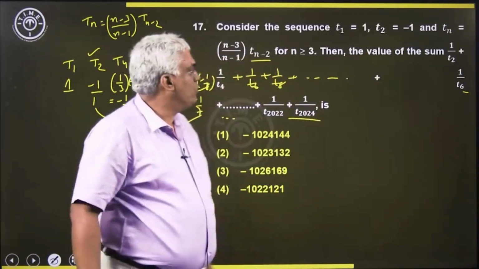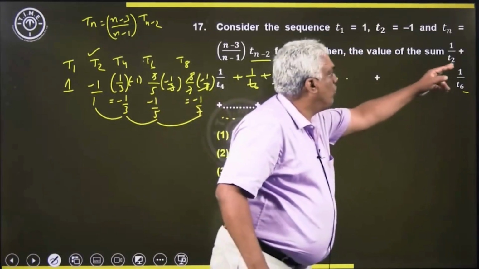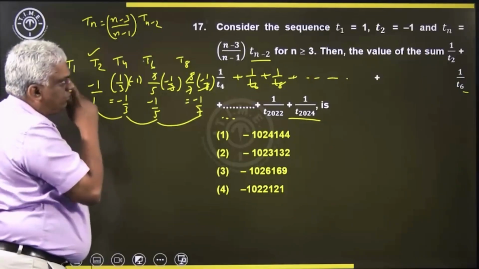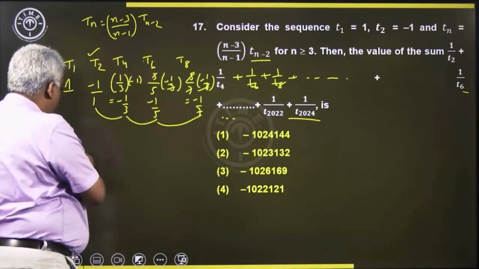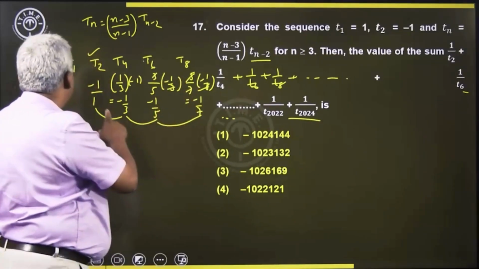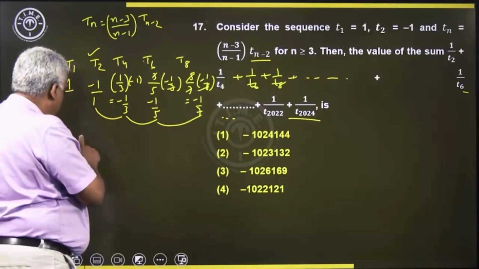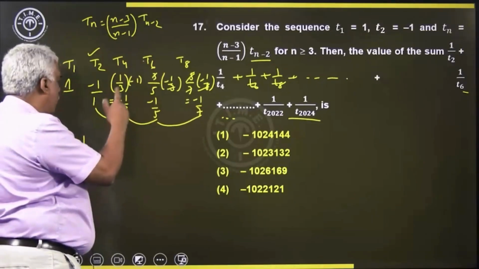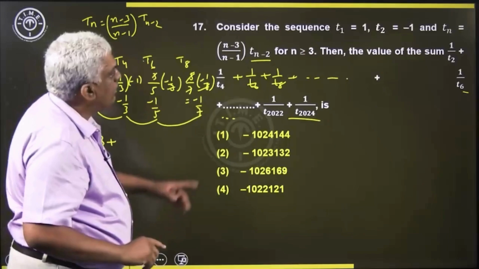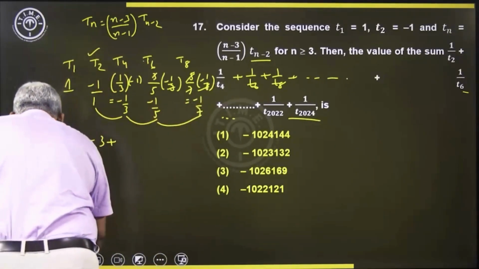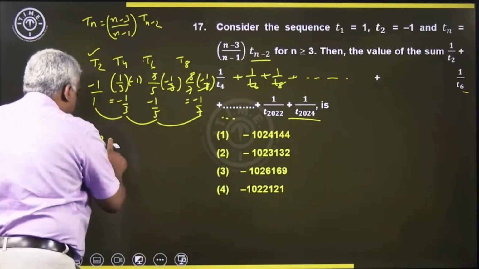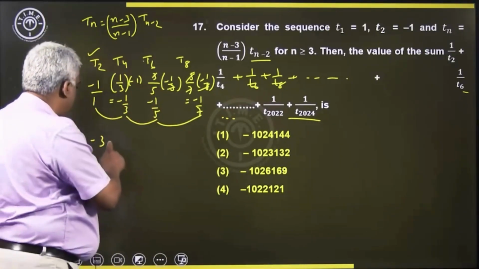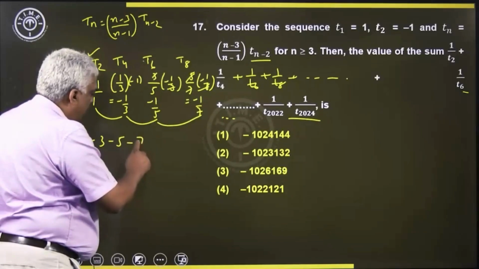And what are we supposed to find? We have to find 1 by T2, the reciprocal of T2. T2 is minus 1, so 1 by T2 is minus 1. Plus 1 by T4: T4 is minus 1/3, so the reciprocal is minus 3. Then 1 by T6: T6 is minus 1 by 5, so 1 by T6 is minus 5. Then we have minus 7, like that.